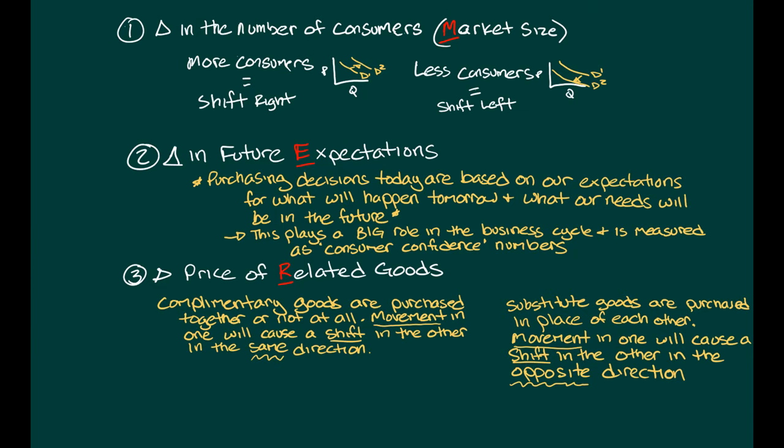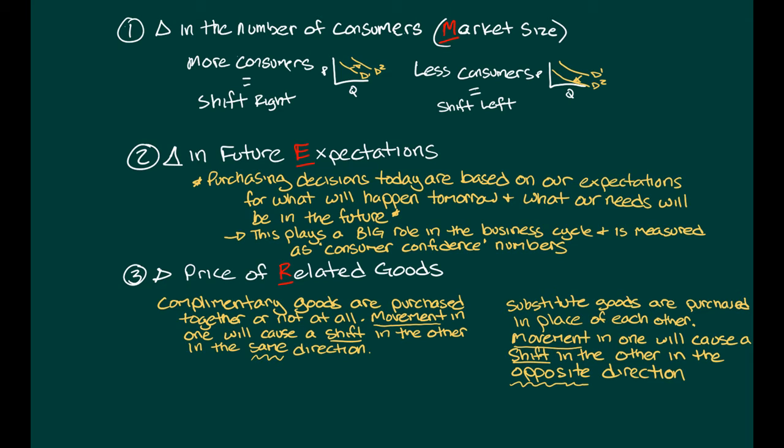The last of the ones on this page, which is determinant number 3, is, I think, by a fairly wide margin, the most complicated determinant for students to wrap their head around, and that is changes in the price of related goods. So in order to understand, before we even start to graph this thing, they need to understand that there's basically 2 types of relationships that goods can have in our macroeconomics course. Goods can either be complementary goods or they can be substitute goods. And not all goods are complementary goods or substitute goods, but certain pairs of goods fit one description or the other.